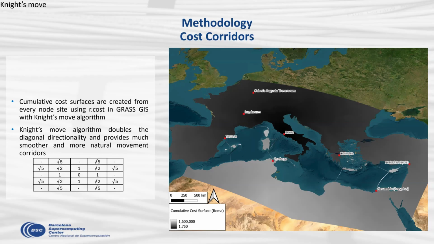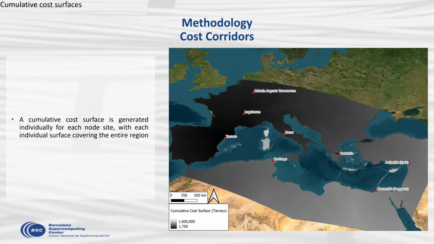This is run in GraphJS using r.cost, which is the knight's move algorithm, which is basically a more realistic approach to modeling movement. So you get extra diagonal movement. It's not just moving one cell north or east. You can have these diagonal directions as well.